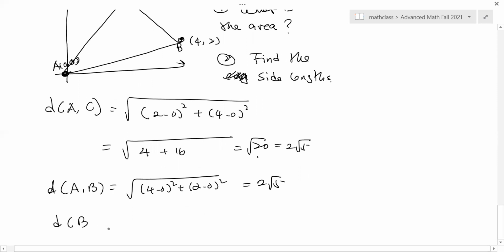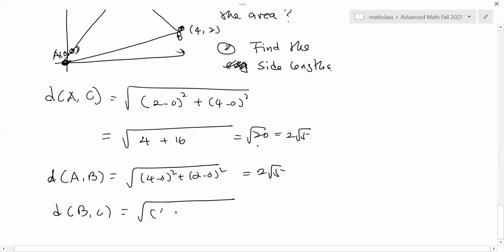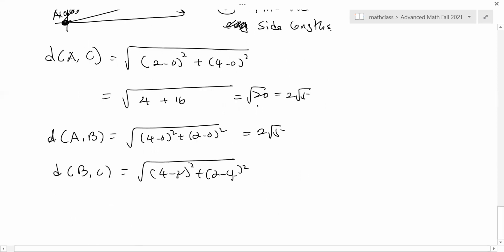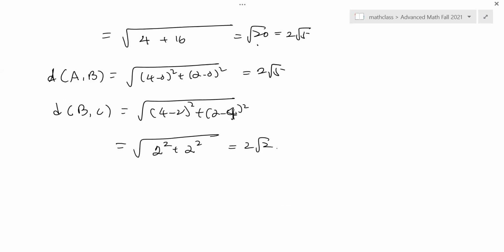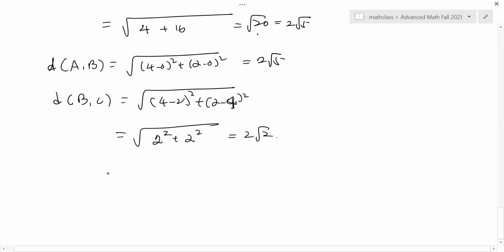Then B and C: the difference of their x coordinates, 4 minus 2 squared, and 2 minus 4 squared. The difference of the x coordinates squared, and the difference of the y coordinates squared. So you get 2 squared plus 2 squared, which is 2 square root of 2. They are all irrational side lengths. Now, you can always find the area of an isosceles triangle.